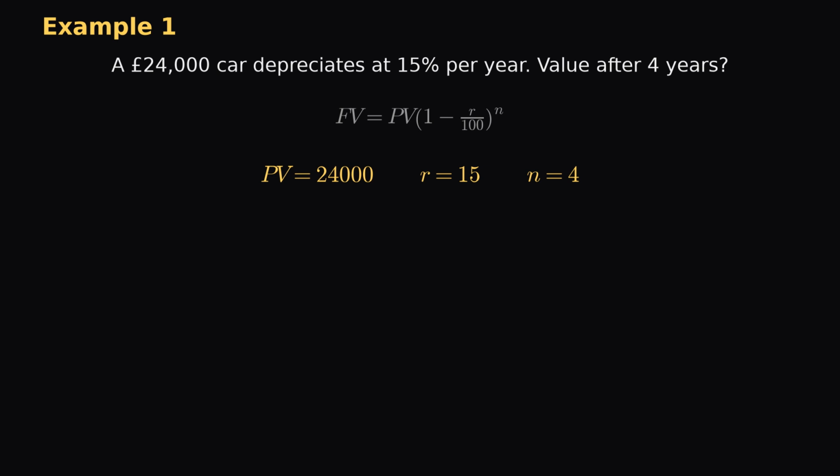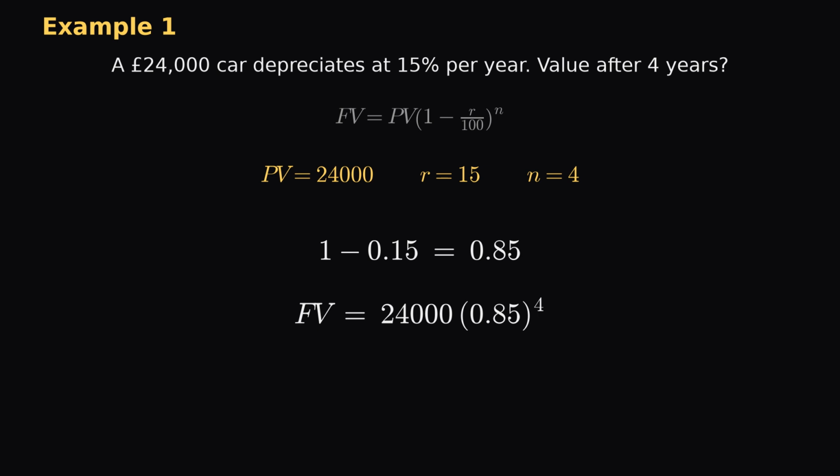Example 1. A car costs £24,000 and depreciates at 15% per year. Find its value after 4 years. 1 minus 0.15 is 0.85. That's our multiplier.